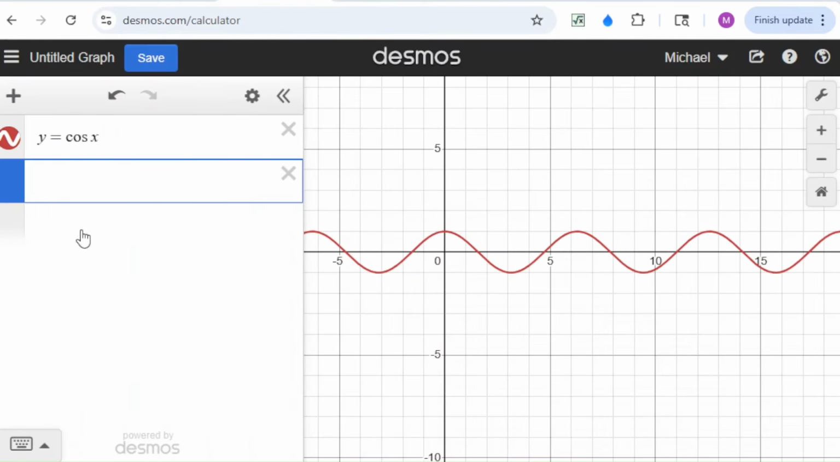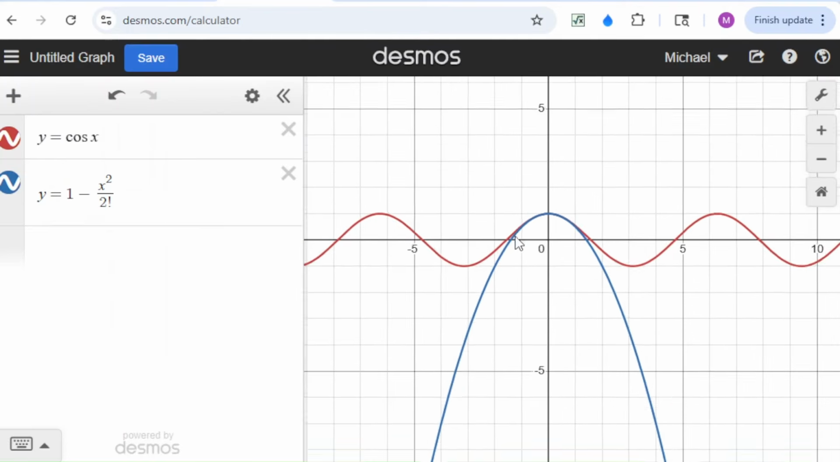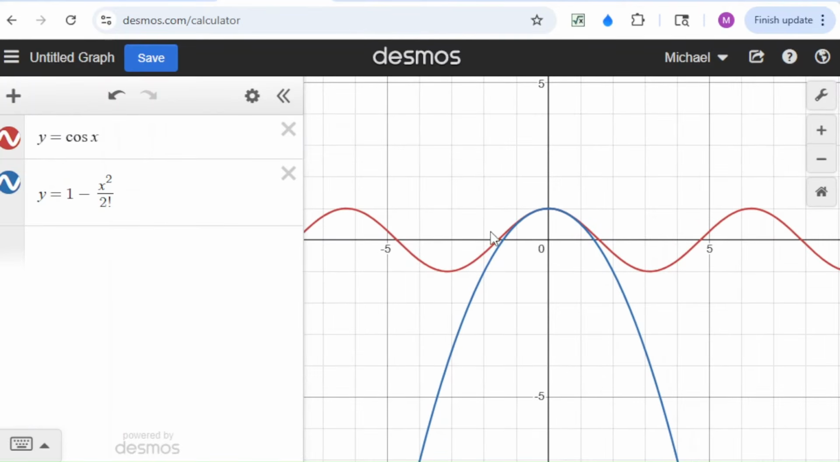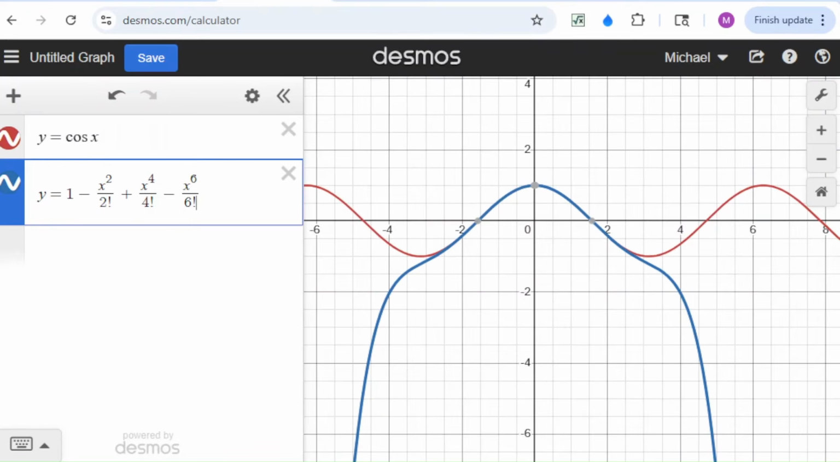So I've graphed y equals cosine of x. Now if we graph y equals 1 minus x squared over 2 factorial, notice that the graphs kind of coincide. They sort of hug each other near x equals 0. And if we add another term, the next term being plus x to the 4th over 4 factorial, the graphs line up even better. If we add another term, x to the 6th over 6 factorial, we get an even better approximation.